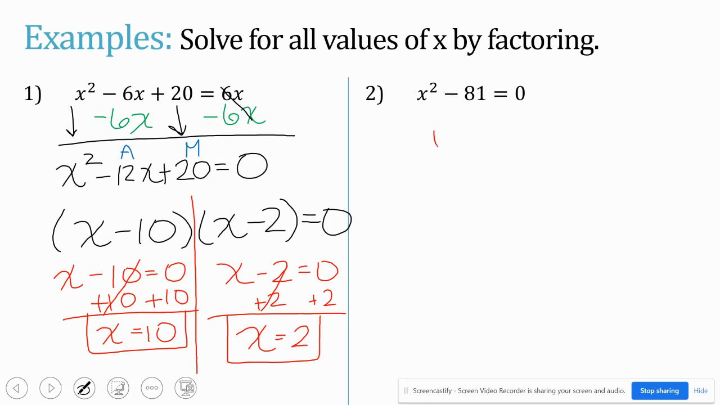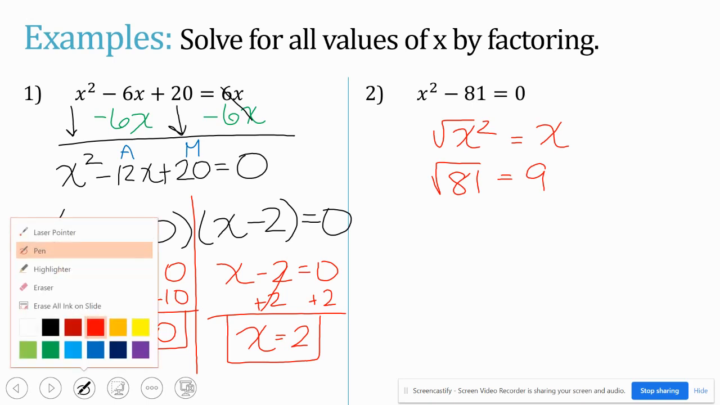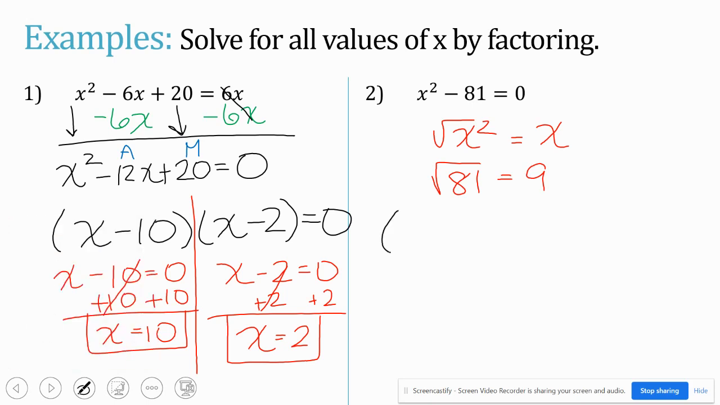So that's when we find the square root of the first term. So the square root of x squared is x. Square root of the second term, square root of 81 is 9, because 9 times 9 is 81. So then we create both our parentheses. So we get x and x, 9 and 9. And then remember, this is a conjugate binomial pair, so we do a plus and a minus.